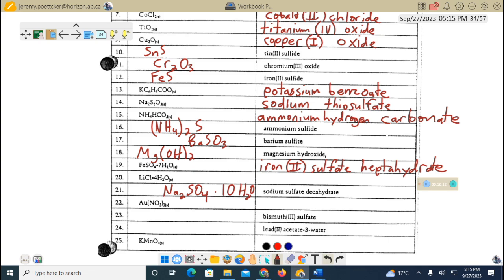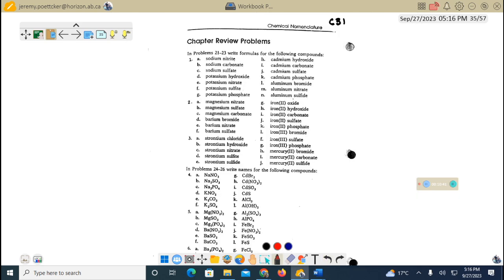Let's look at number 24. I'll leave the last few of them here. Lead 2 acetate-3-water. This bit here is just another way of saying instead of trihydrate, you can go that route as well. It's a little bit older one, but it is the same idea. So this will be Pb(CH3COO)2, dot 3H2O. All right, and moving along.